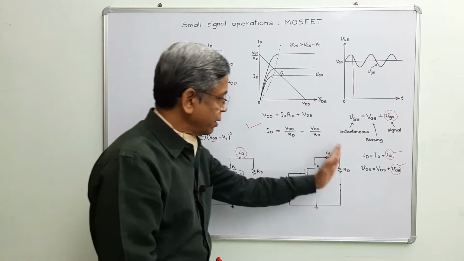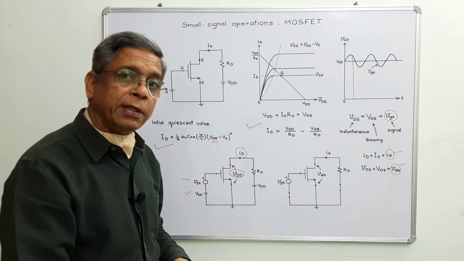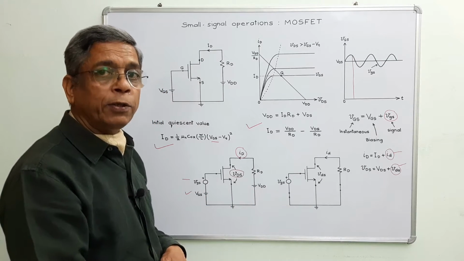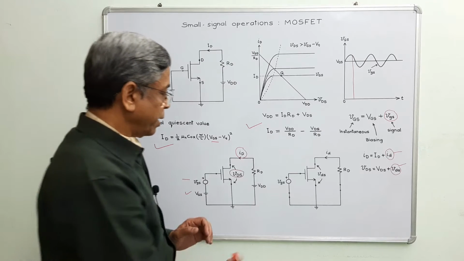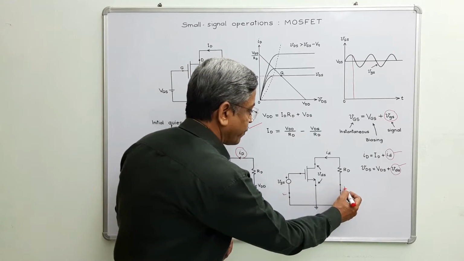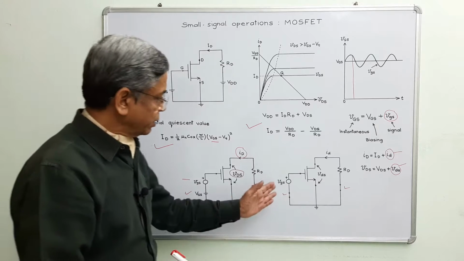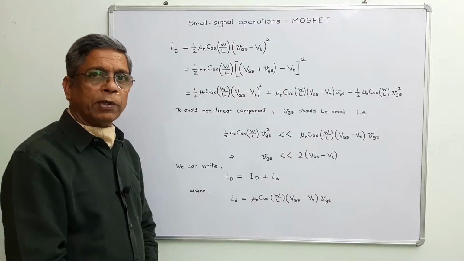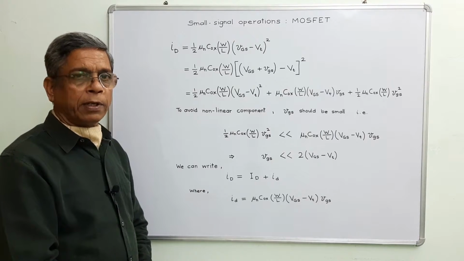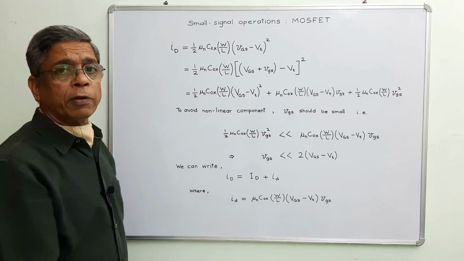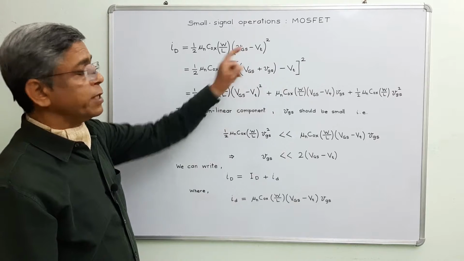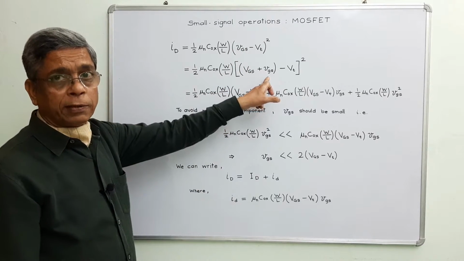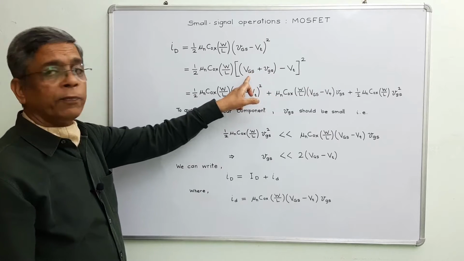So this is the circuit showing only the AC component, where these two DC sources have been replaced by short circuits. We will be using this circuit for further analysis. Let us proceed to the small signal operation of the MOSFET, and this is the expression for drain current in terms of VGS. On the last page, I explained that we superimpose the AC or signal component on the DC component.